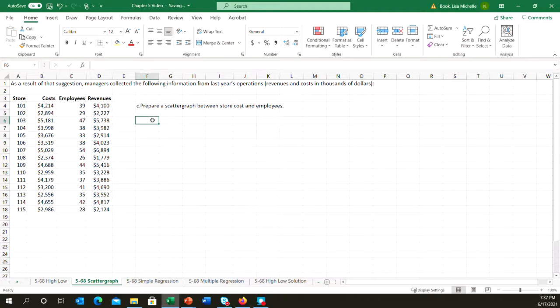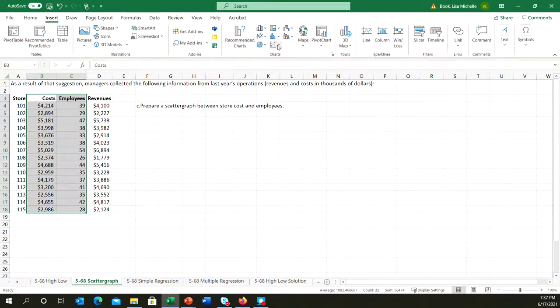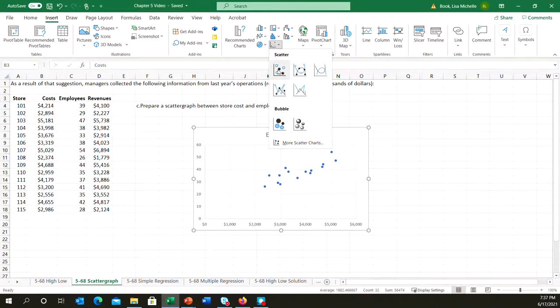Now, for your problem, they have you do this in Connect, and I'll admit it's a bit of a slow process. It's much easier to use the power of Excel. So bear with me on those problems that you have to do. I'm going to go ahead and highlight, again, predicting costs based on employees. So I'm going to highlight that information. I'm going to go to insert. I'm going to go to my scatter graph here.